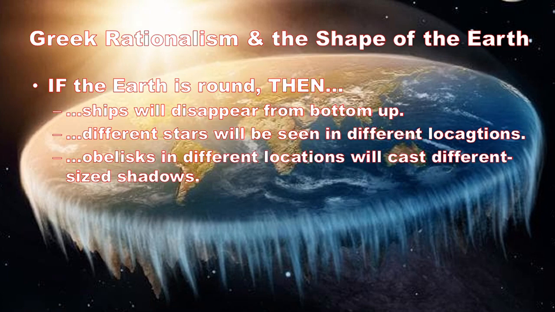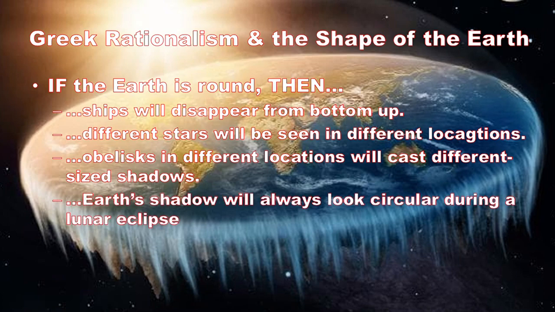A third argument was that if the earth is round, then obelisks of the same size in different locations will cast different size shadows. And again, they affirm that consequent of the antecedent. And finally, if the earth is round, then Earth's shadow during a lunar eclipse will always look circular. And many observations showed that the Earth's shadow does look circular.